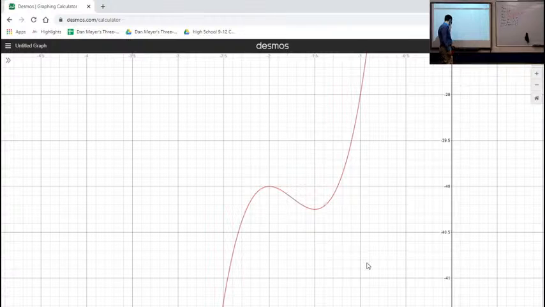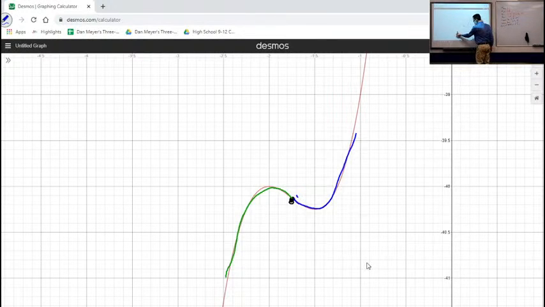And then here is our inflection point, where we're changing from going concave down, and then we hit our inflection point, and then we're going concave up. I said yesterday, concave down is a frowny face, and concave up is a happy face.